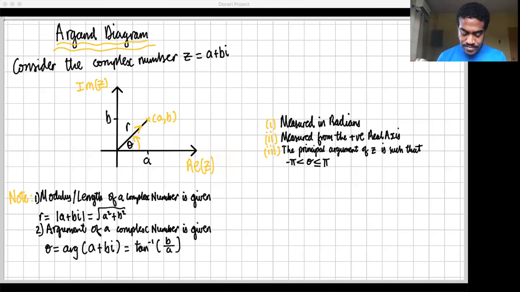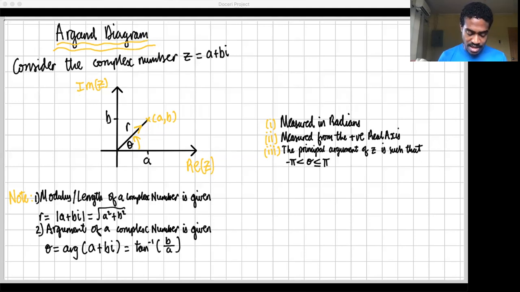And lastly, when finding the argument, you need to note where the complex number lies. Depending on where the complex number lies, that would tell you whether or not the answer that your calculator gives you is the answer for the argument for that particular complex number.